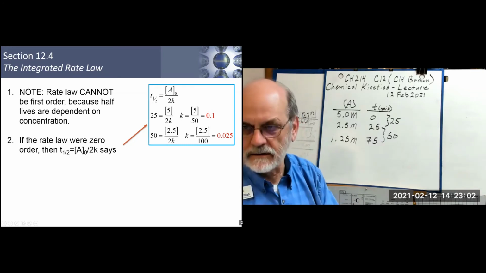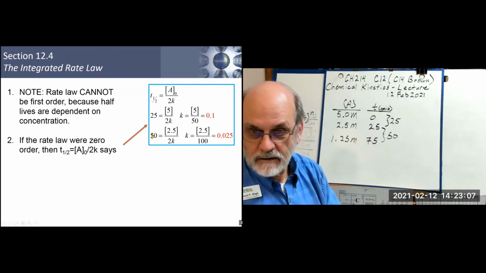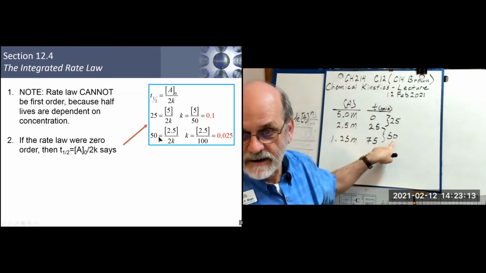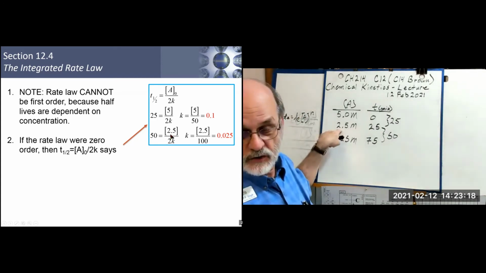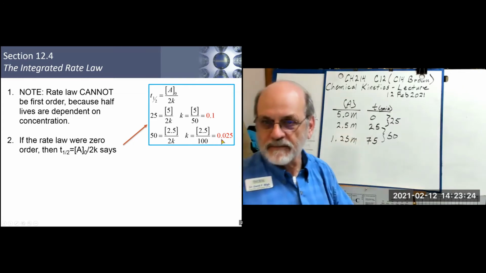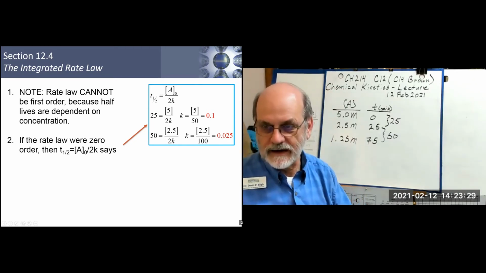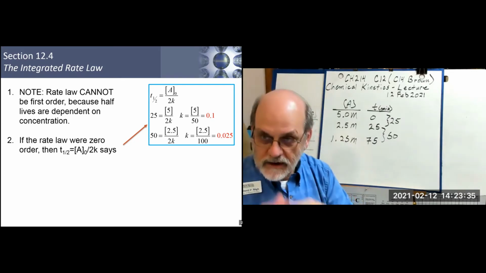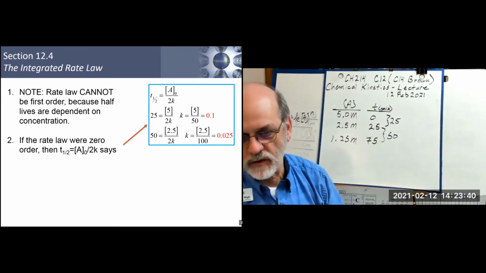Well, K is a constant, right? So if we do it for the next one, right, where we have 50 as our half-life, and now we're starting at 2.5. We've moved down to this one, 2.5, and solve for K, we get 0.025. That can't be it, because the K is a constant, right? K can't change. So that means that 0 order is out. 0 order is wrong. So it has to be second order.